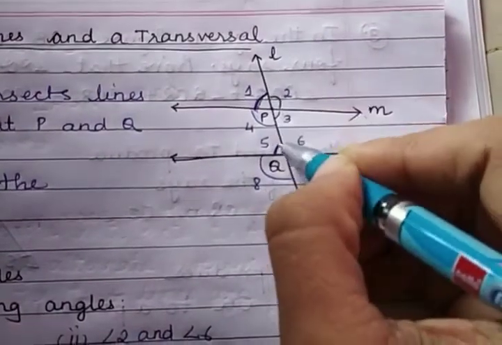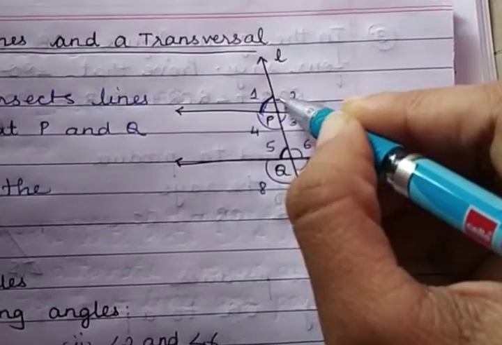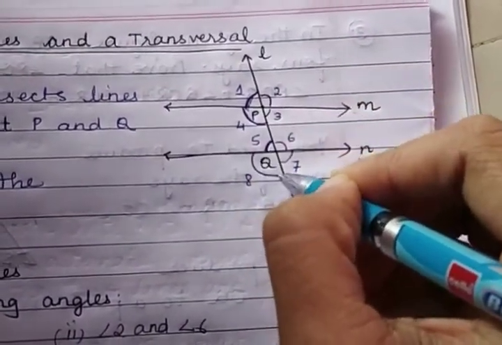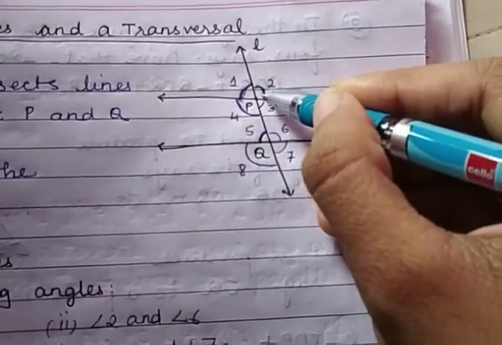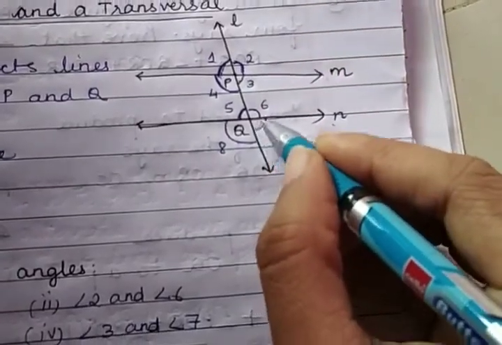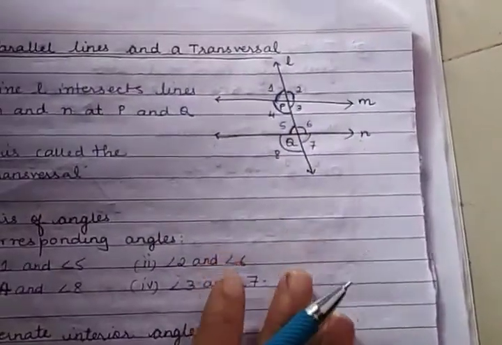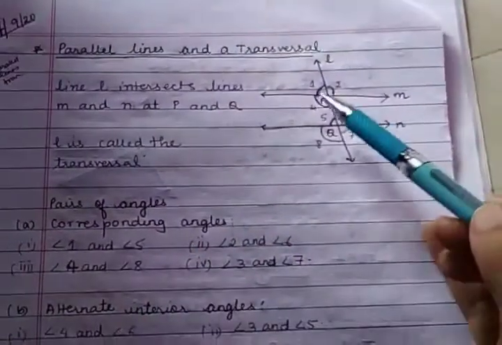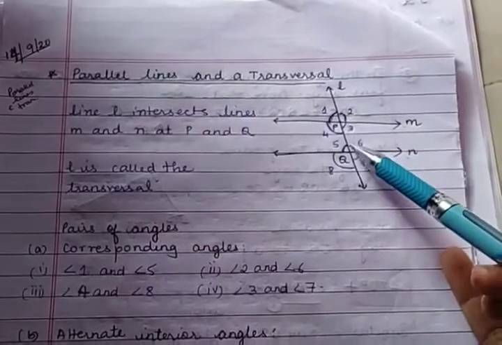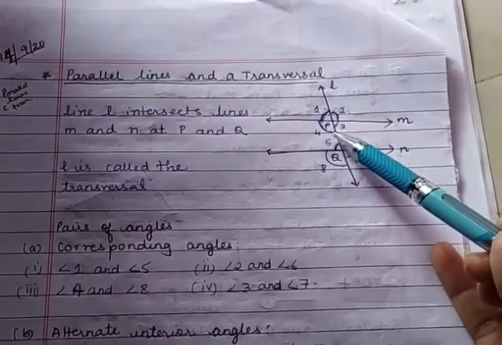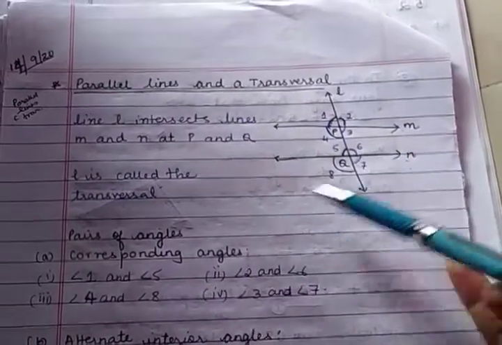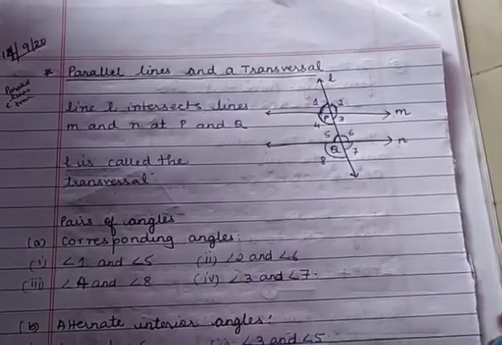So this angle is corresponding to this angle. Which is the other corresponding angle? This angle will be corresponding to this angle. Similarly, this angle is corresponding to this angle, and this angle will be corresponding to this angle. So you have 4 pairs of corresponding angles, which are angle 1 and angle 5, angle 2 and angle 6, angle 4 and angle 8, and angle 3 and angle 7. These are the pairs of corresponding angles.